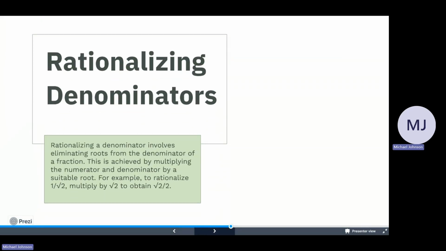Rationalizing a denominator involves eliminating roots from the denominator of a fraction. This is achieved by multiplying the numerator and denominator by a suitable root. For example, to rationalize 1 divided by square root of 2, multiply by square root of 2, to obtain square root of 2 divided by 2. So you multiply the top and bottom by square root of 2.